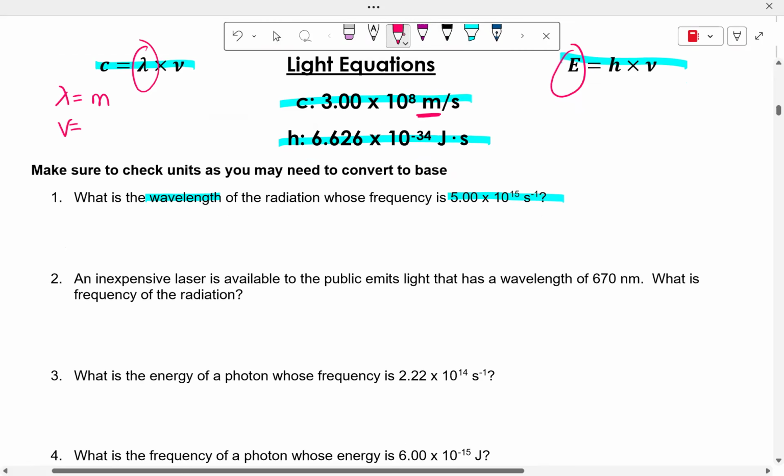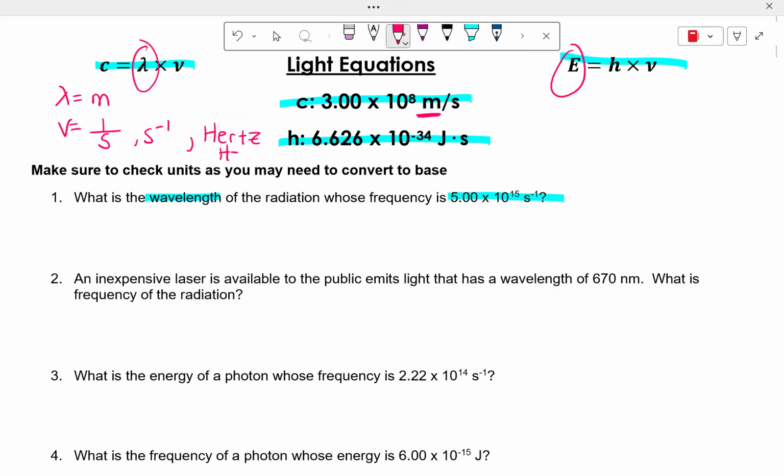Frequency has a few different units. They're all the same, but they're represented differently. Officially, frequency is 1/seconds. So how many waves pass per second, essentially. Sometimes that may be written as s to the minus 1, which is the same thing. It just means seconds is in the bottom in that case. But often it is called by its name, which is hertz. That's like the official name. So all of those are interchangeable units for frequency if you see those.